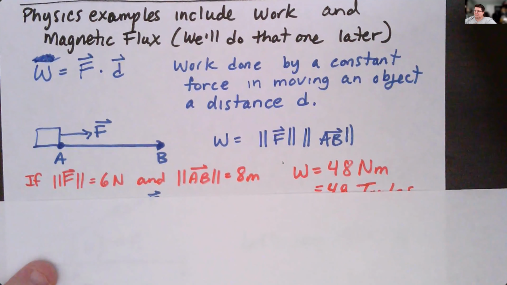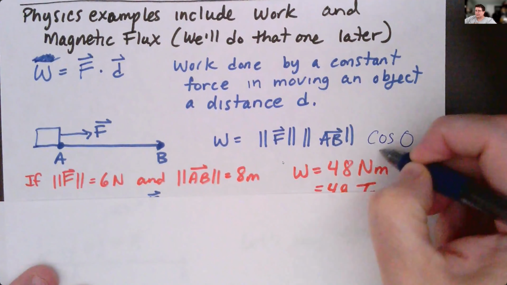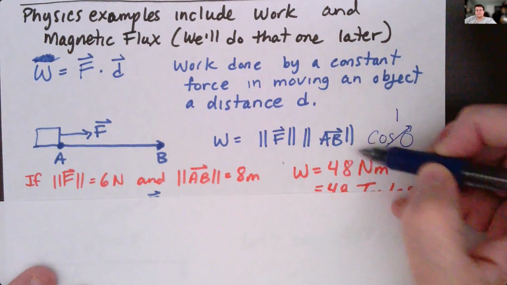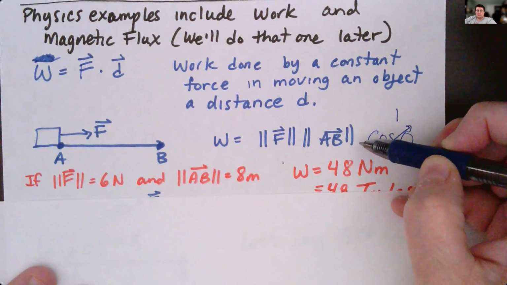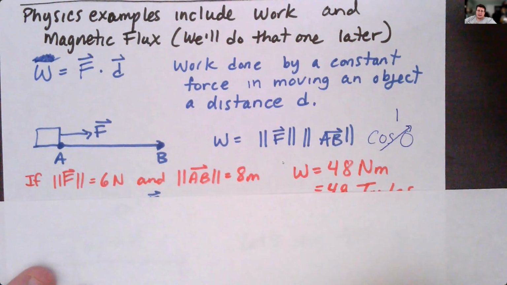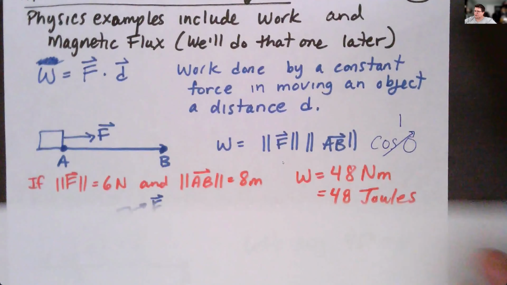The work is going to be the dot product of those. These two have an angle of 0. Cosine 0 is 1. So work in this case is just the magnitude of the force times the magnitude of AB. If force is 6 units or 6 newtons of force and the distance is 8 meters, the work is 48 Newton meters, which is 48 joules.